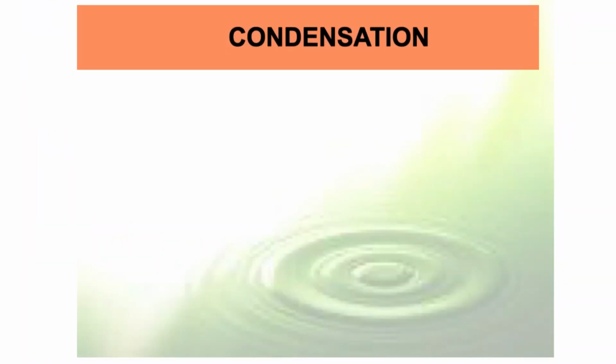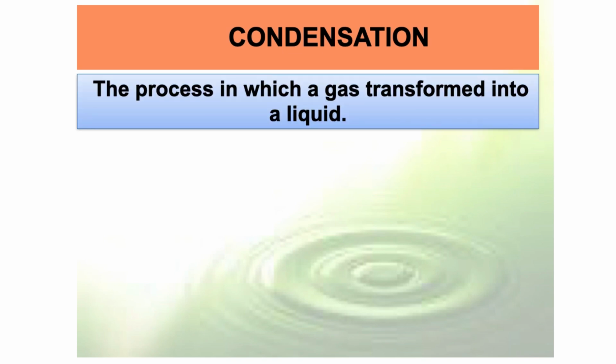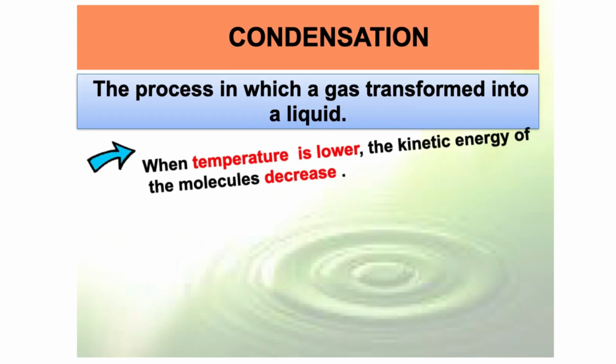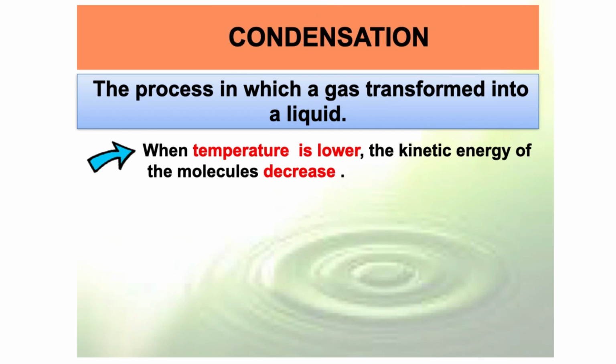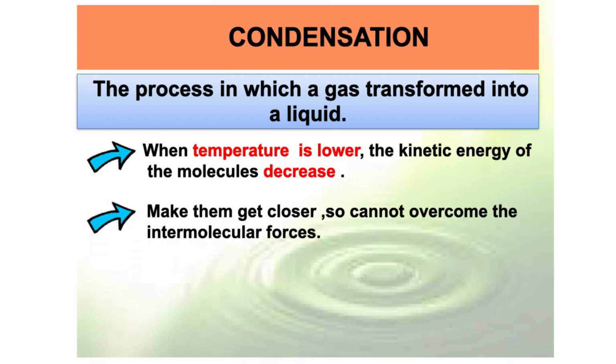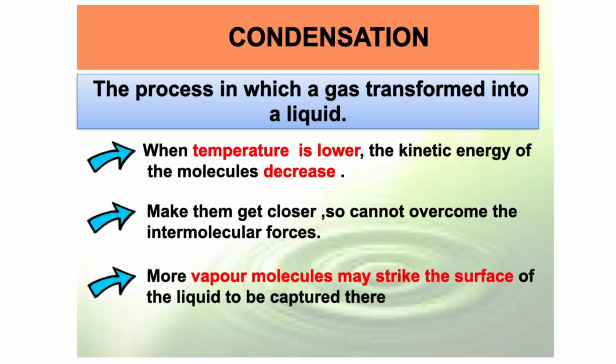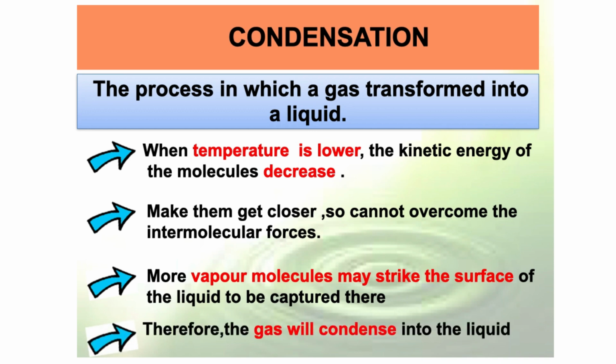Condensation. How does the condensation process occur? According to kinetic molecular theory, when the temperature is lowered, the kinetic energy of the molecules decreases. So, the molecules get closer and cannot overcome the intermolecular forces. This means more vapor molecules may strike the surface of the liquid and be captured there. Therefore, the gas will condense into the liquid.